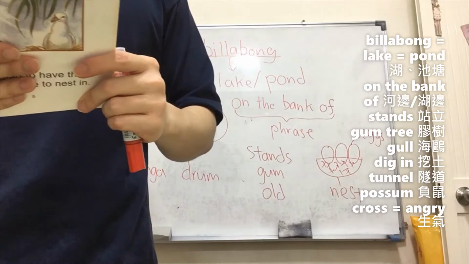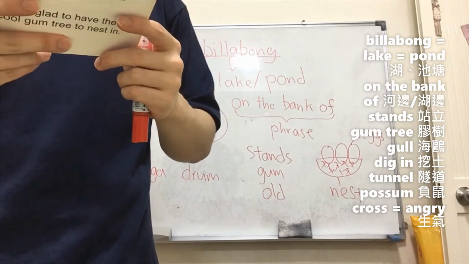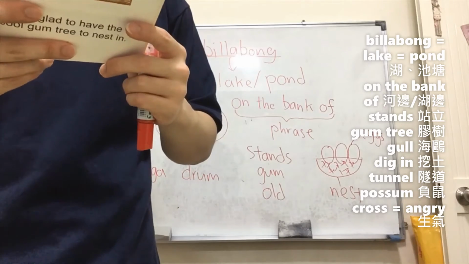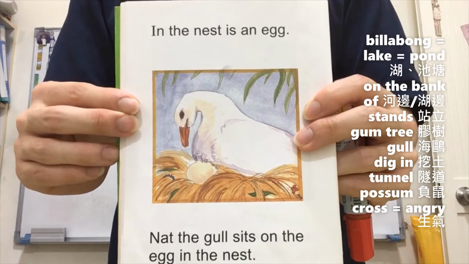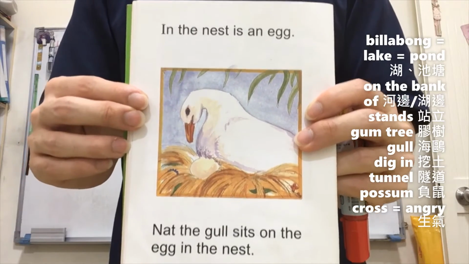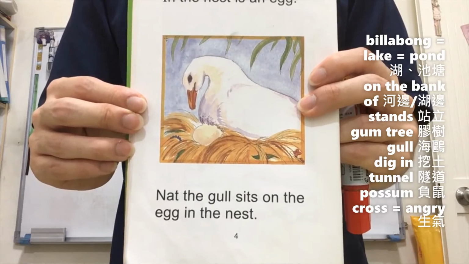In the nest is an egg. Nat the gull sits on the egg in the nest. Alright, so on the next page, in the nest is an egg. Nat the gull sits on the egg in the nest.